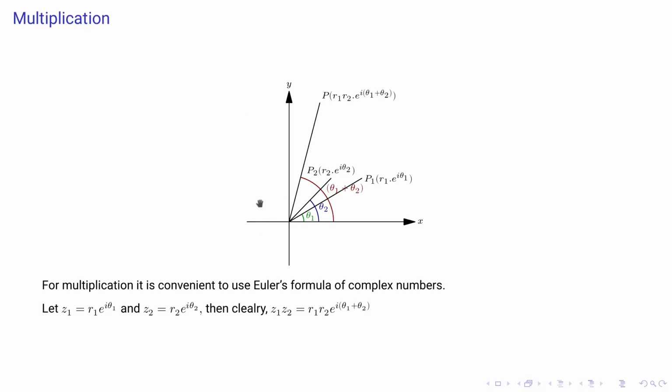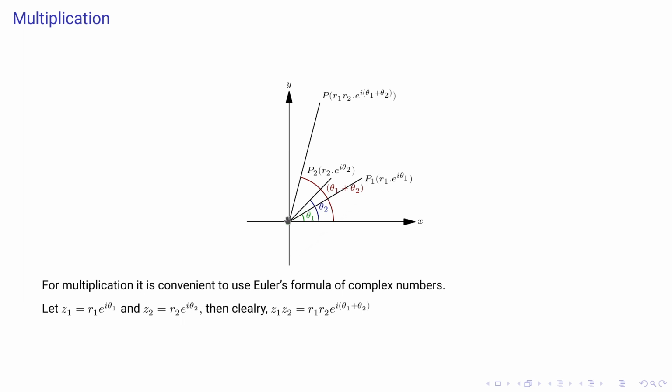Now we will talk about multiplication. For multiplication, it is very convenient to use Euler's formula. So suppose z1 is equal to r1 e to the power i theta 1 and z2 is equal to r2 e to the power i theta 2, where r1 and r2 are the moduli and theta 1 and theta 2 are the arguments.